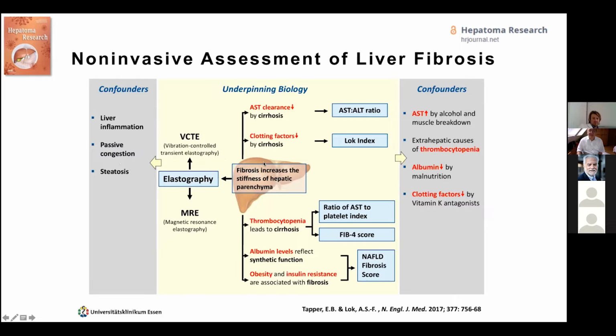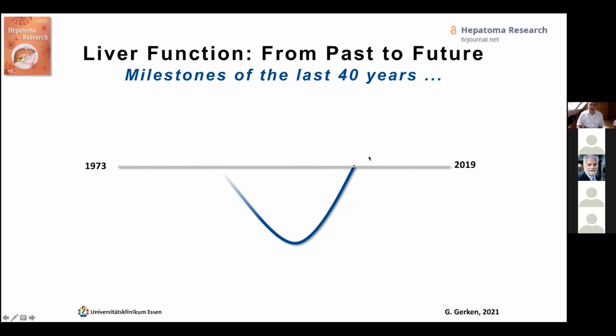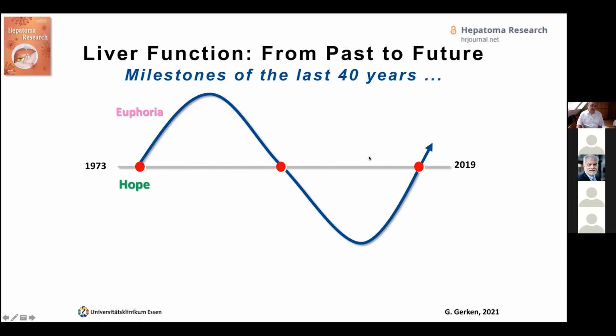And on the other side, we have other markers which represent more the inflammation or more the thrombocytes and the synthesis of the disease, or even the problems of the different scores. So with these different categories, we can characterize the liver function.